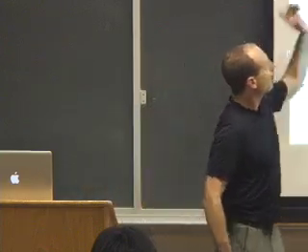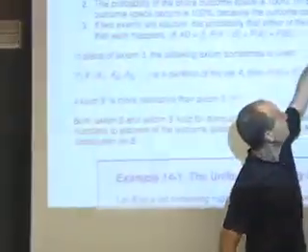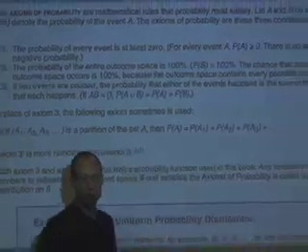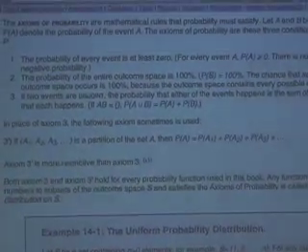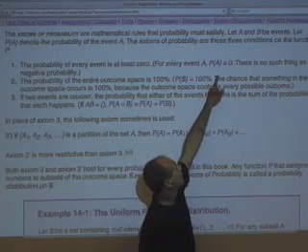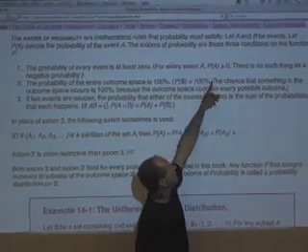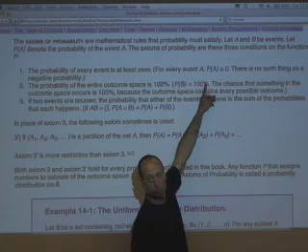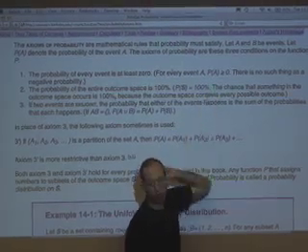First of all, the probability of any subset of S has to be non-negative. There's no such thing as a negative probability. So P assigns a number to the subset A of the outcome space S, and the number that it assigns to any event whatsoever has to be non-negative.